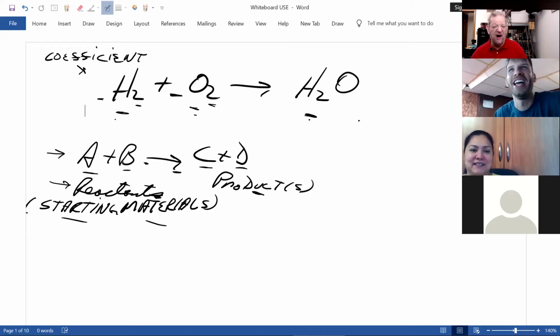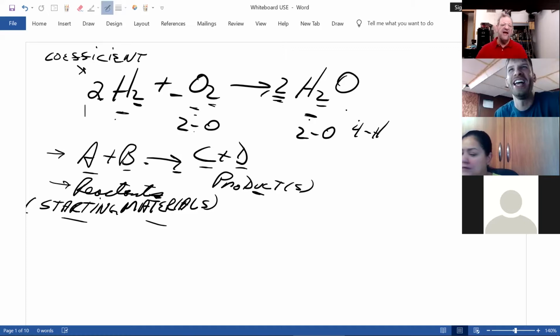But anyways, how do we balance this? This side has 2 oxygen. I'm putting the dash there so you know it's not number 20. How do I get this side? You change the coefficient. Now I have 2 oxygen on this side, but 2 times 2 is 4 hydrogen. Oh, look, I only have 2 on this side. How do I make it 4? Put a 2 there. And now we have 4 hydrogen, 4 hydrogen. 2 oxygen, 2 oxygen.